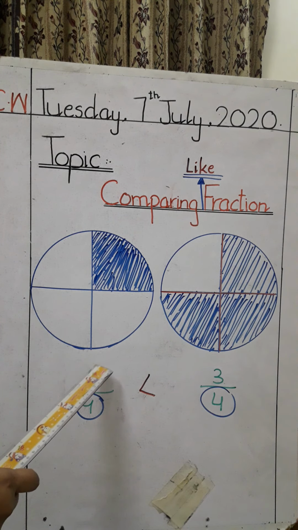So we can say in these fractions that if the denominators are the same, the fraction with the greater numerator is greater. These are the numerators, 1 and 3. Which is the greater numerator, 3 or 1? Of course 3. So in this way the fraction with the greater numerator is bigger. So which one is greater? This one, 3 by 4. So this fraction is greater.